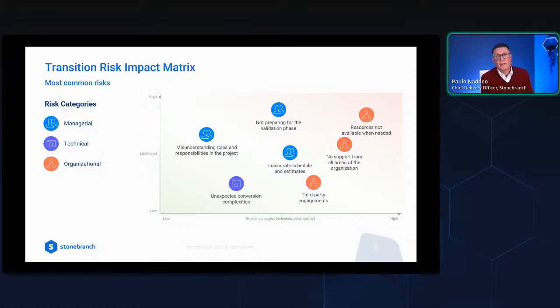So at the very top of the probability, and with a medium to high impact on your project, is not preparing for the validation phase. You cannot wait until the validation phase to start working on what you're going to do. You need to prepare ahead of time, and that involves a series of concepts that you need to understand: dependencies across applications, dependencies across multiple workflows, and understanding how you are going to validate each one of these workflows and jobs that you have in each set.